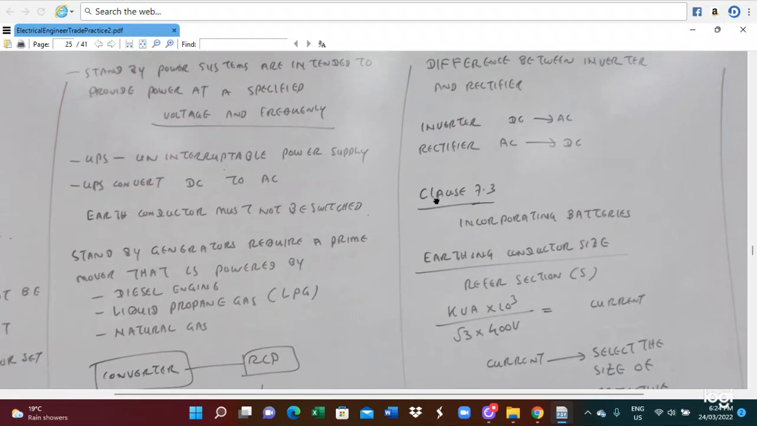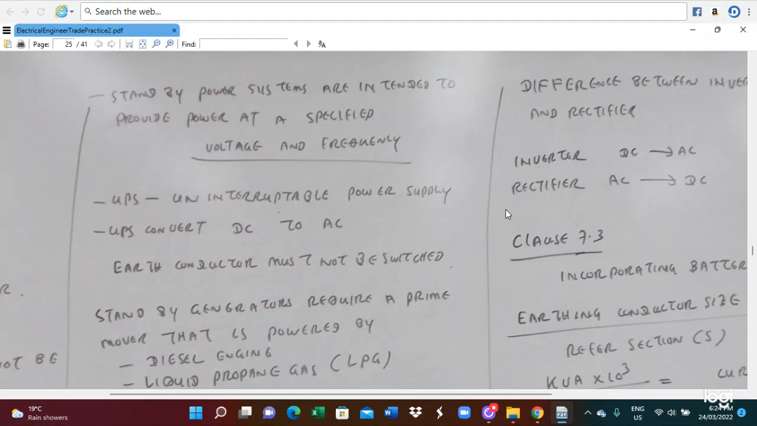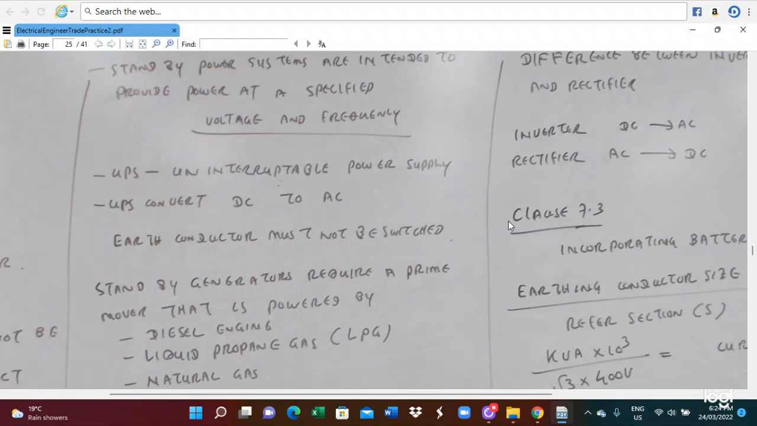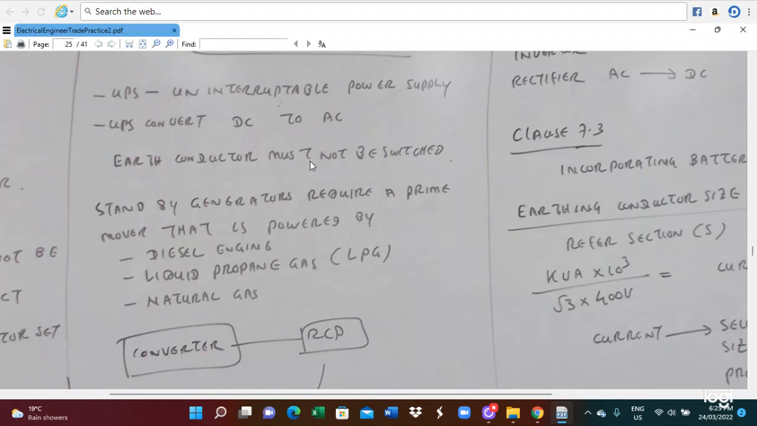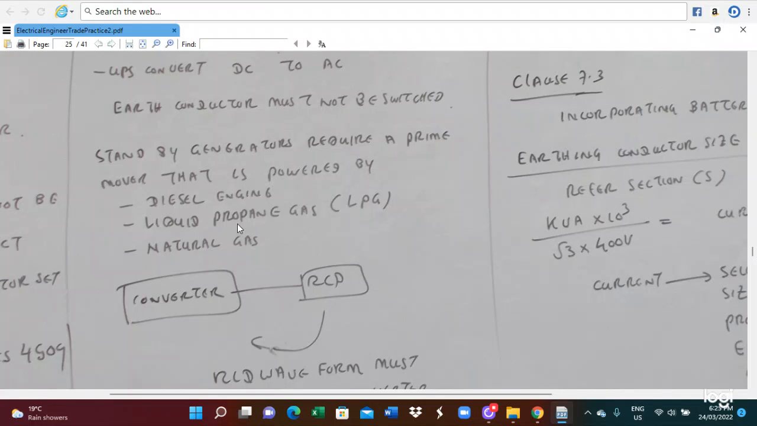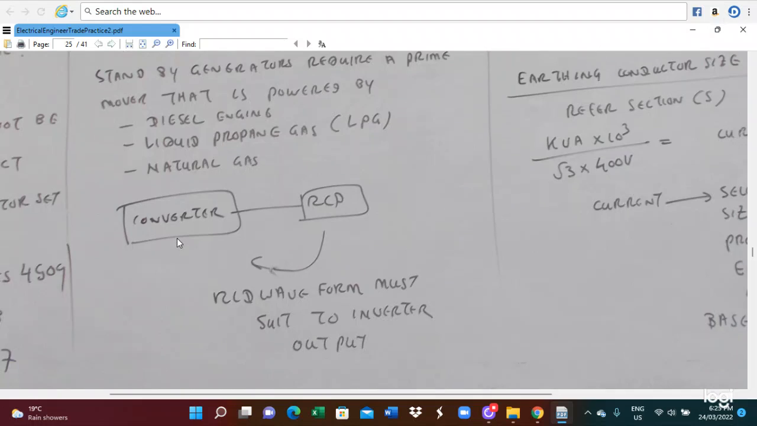So standby power systems are items to provide power at the specified voltage and frequency. UPS is an uninterruptible power supply system. UPS converts DC to AC. And the R2 conductor must not be switched. And a standby generator requires a prime mover powered by a diesel engine, liquid petroleum gas, LPG, or natural gas. So this is the converter and RCD.